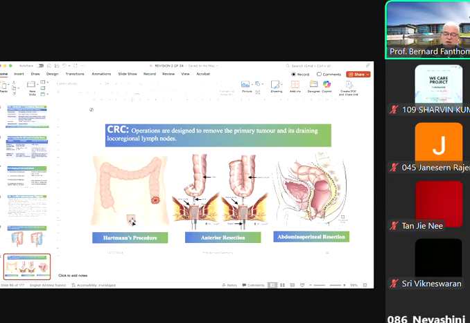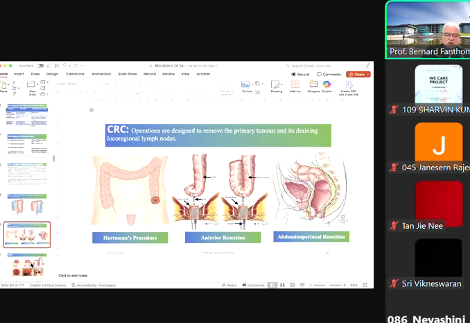It may be reversible in case we are dealing with a benign condition, and sometimes when we are dealing with advanced malignancy which has perforated, this may be the permanent solution. So in either case, in Hartmann's procedure, the diseased segment of the colon is removed, the proximal end is brought out as a colostomy, and the distal end is closed.